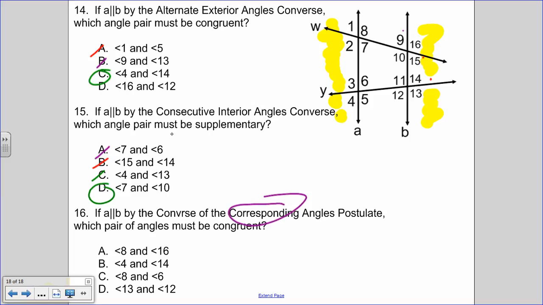So let's look at first angle 8 and angle 16. Here's angle 8, there's angle 16. The transversal for 8 and 16 is W because W connects 8 to 16. Both 8 and 16 are on top of W. That's so far so good. 8 is to the right of A, 16 is to the right of B. So they're on the same side, same position. That's exactly what we want for corresponding. So A is our answer choice.